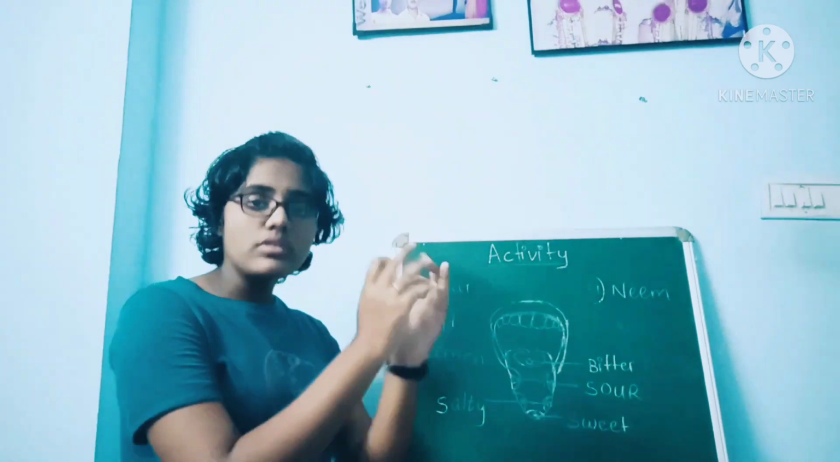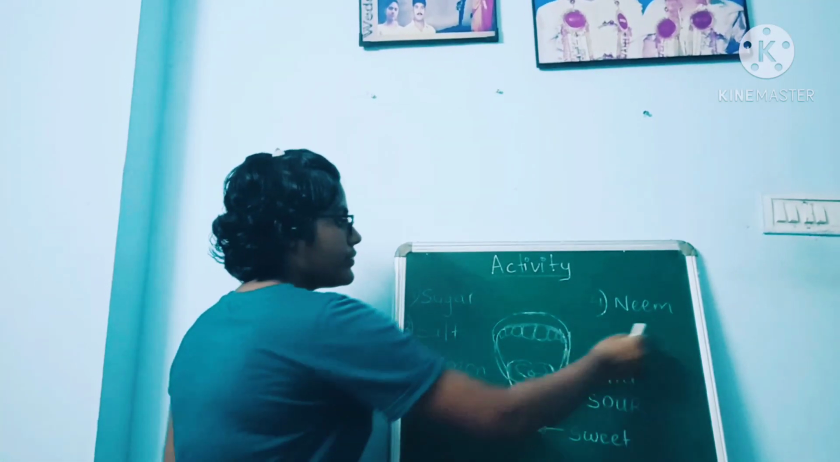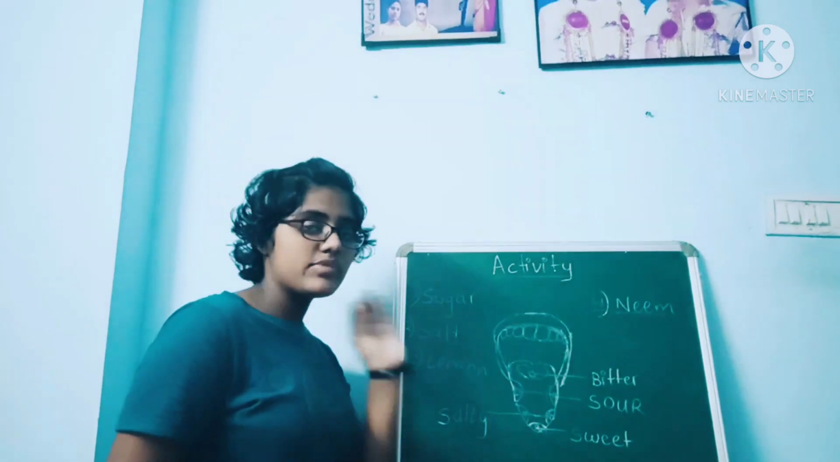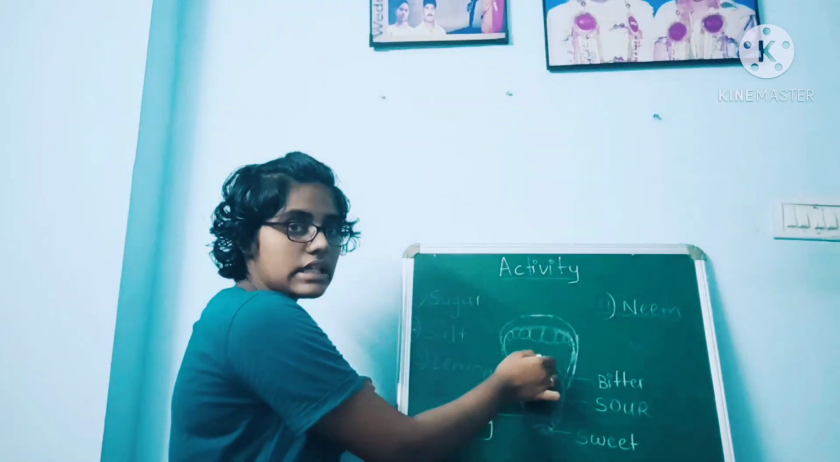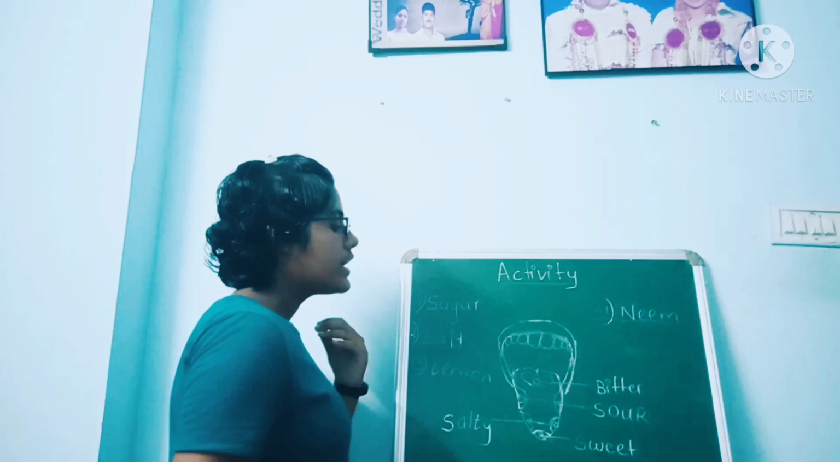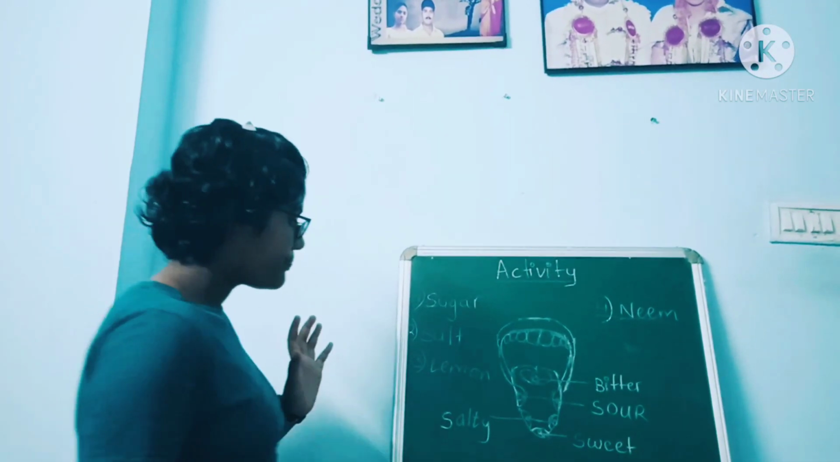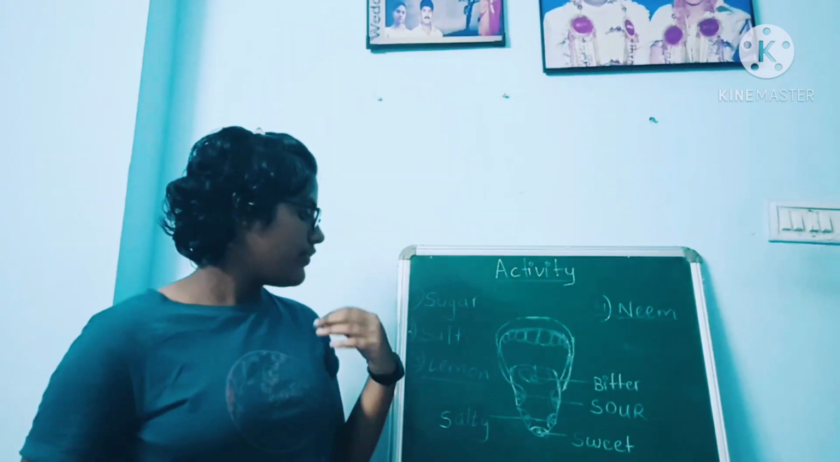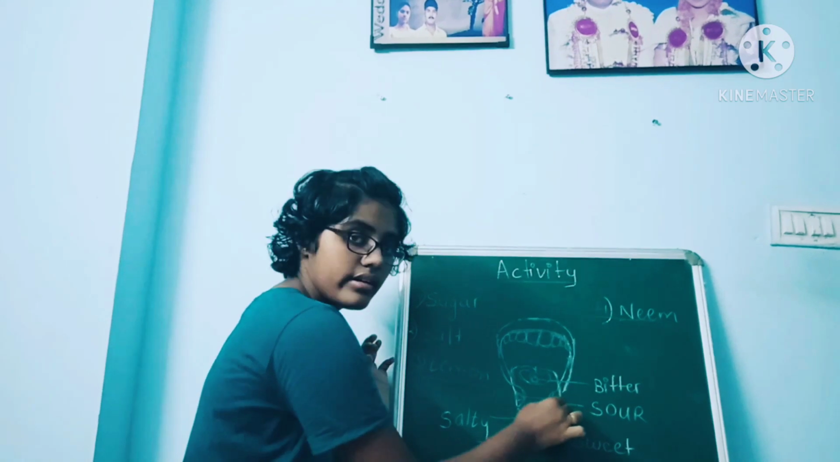Okay, so if you did this experiment, it will be like this. If you keep the neem solution, you will taste it here, at the end of the tongue, where the tongue is joined to the lower jaw. Next is sour. Sour is nothing but lemon juice. If you keep the lemon juice, it will taste here, one end, here, one end, right?